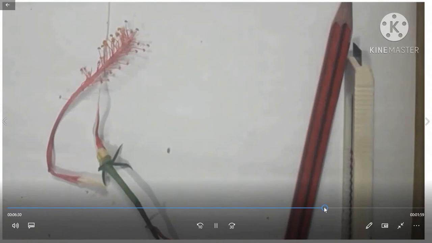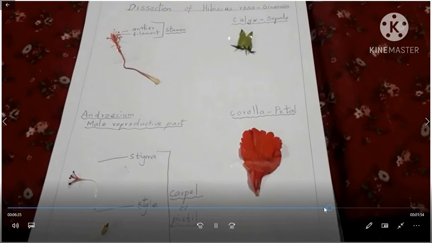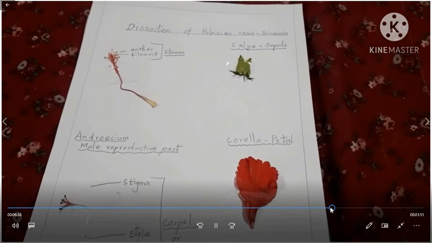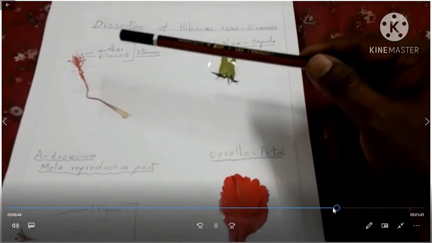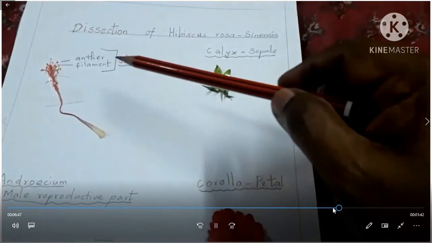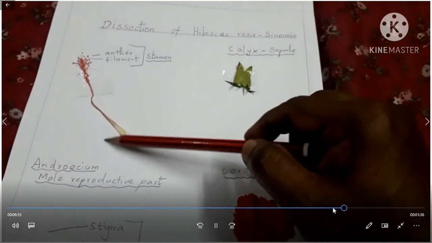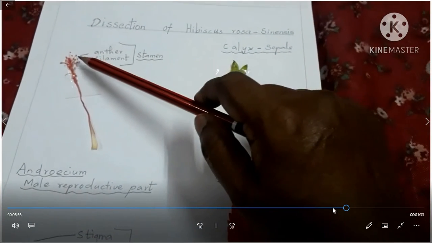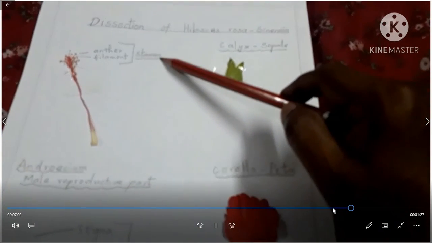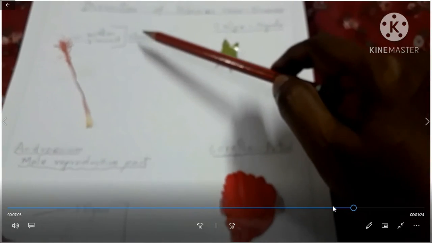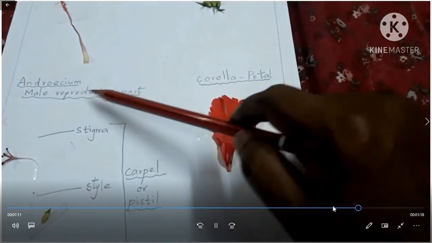Now I am going to show you after dissection how to stick it on an A4 sheet. Take an A4 sheet and we are going to label the parts of the flower which we have just dissected. First you will write the heading as dissection of Hibiscus rosa-sinensis, and you will take the male part and put it straight like this, and on top you will label anther, which holds the pollen grains, and the filament. Together you will label it as stamen. Below that you will write androecium, because they are the male reproductive part.